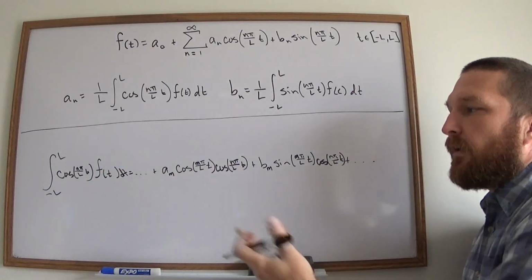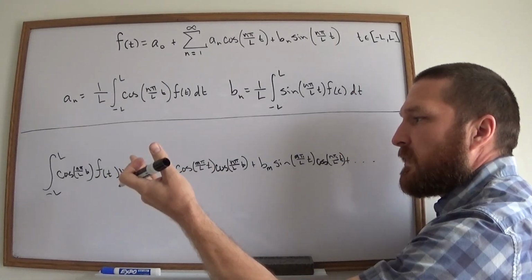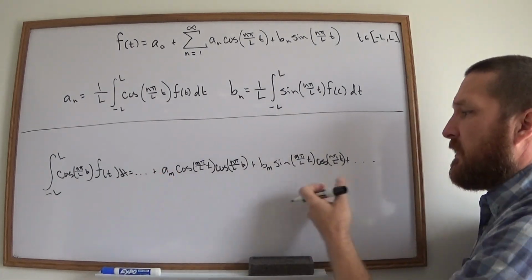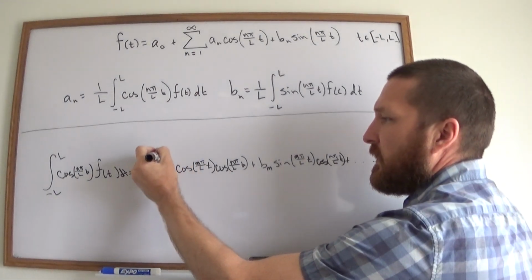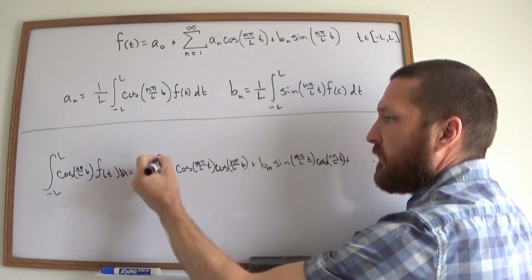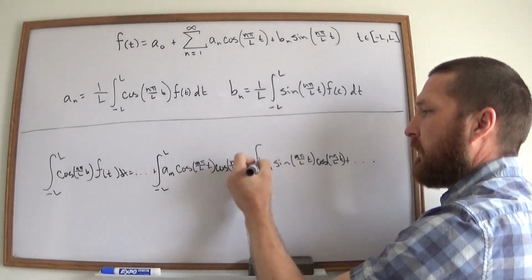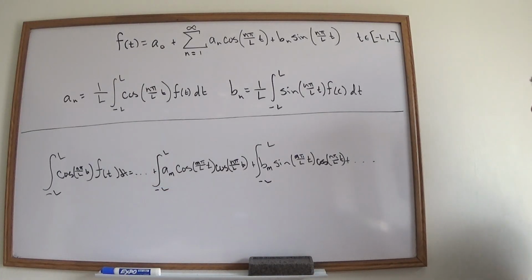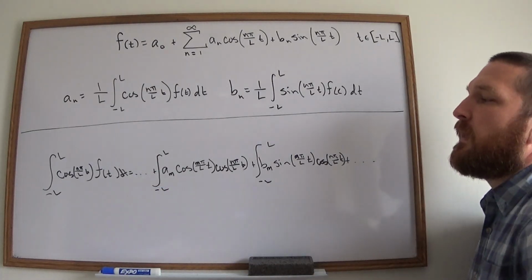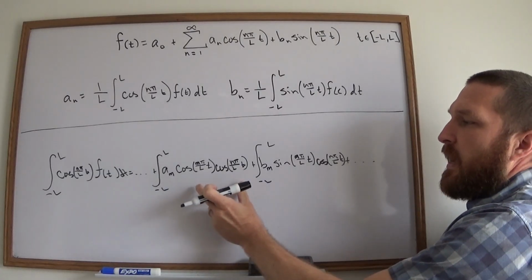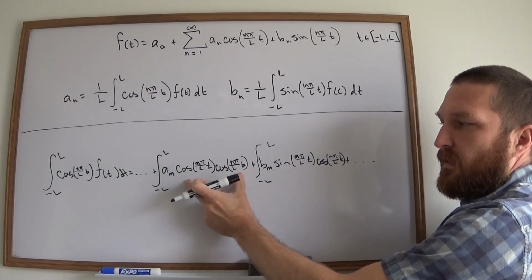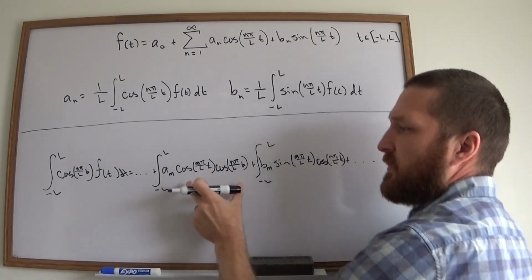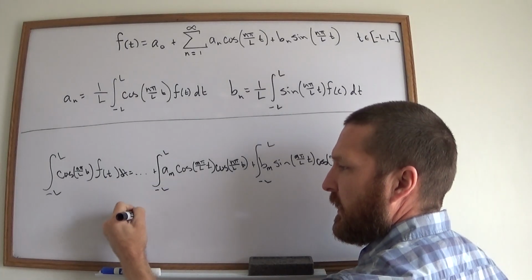The integral is a linear operator, so it's the same thing as integrating every one of these individually. We integrate each one from negative L up to L, and all infinitely many of them that we have. And we showed in that video that, well, first off, let's just take a look at this. Pull out the a_m.